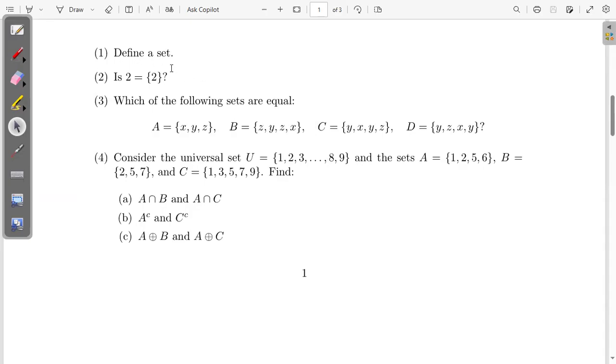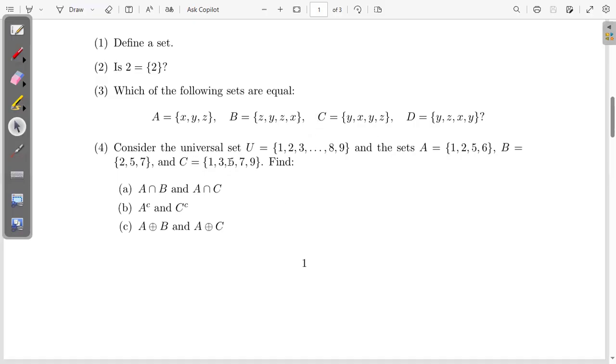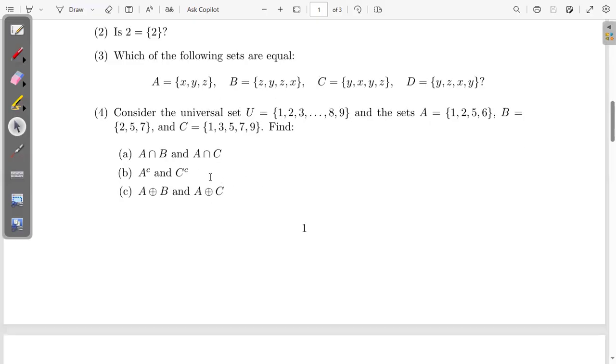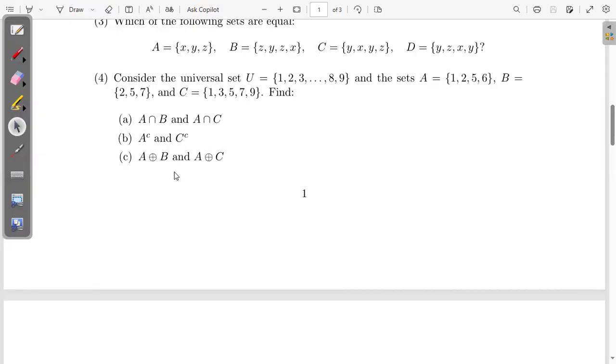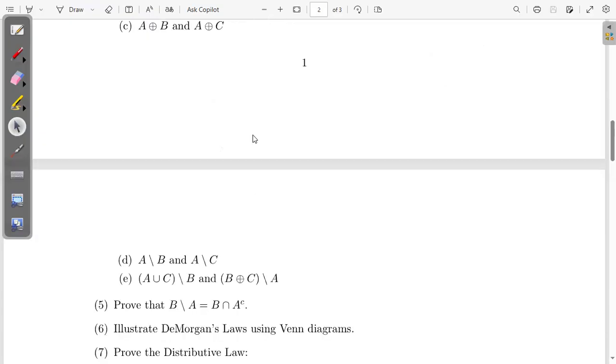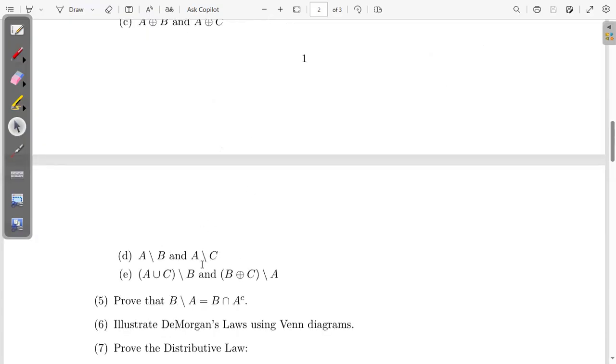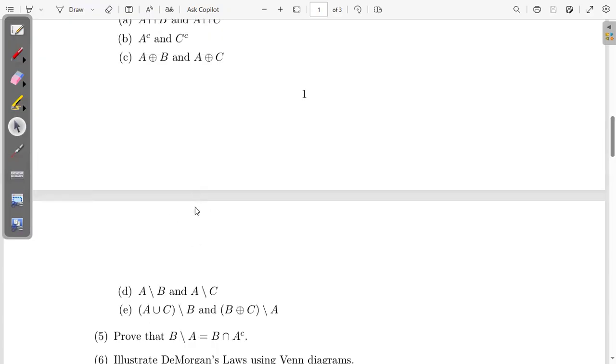So you see we have question 1 here: define a set. Question 2 is asking us, is 2 equal to the set containing 2? Question 3 is, which of the following sets are equal? Then we have these sets here, and we have to see which ones are equal. And question 4 says, consider the universal set U to be 1 to 9, and the set A defined as that. Then we find the following: A intersect B, A intersect C, complement of A, complement of C, the symmetric difference between A and B and C. Then the set difference between A and B and C, set difference A union C, B, and symmetric difference A, B, A, C, like that. Then we'll finish there. The rest you can access on the website.